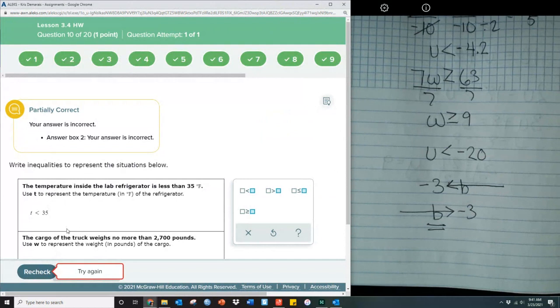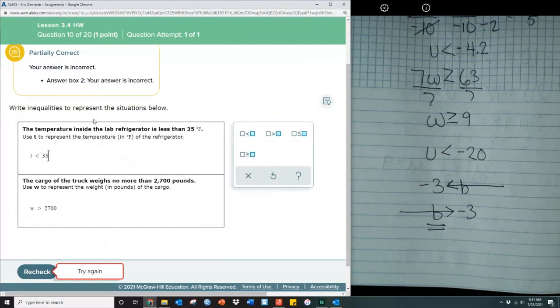All right. Let me make sure I read it right. Inside the refrigerator, less than 35. That is correct. Answer box. Okay, the cargo truck weighs. Oh, see my reading. I didn't read no more than. So it says it's no more than. So it's less than or equal to. So I'm going to correct that. It's less than or equal to.